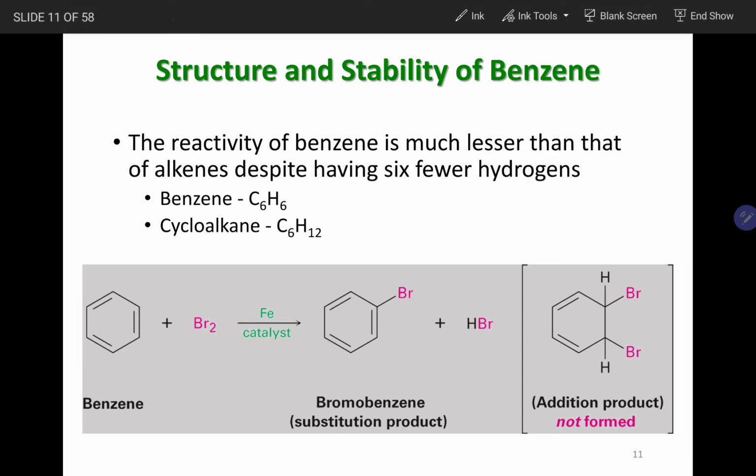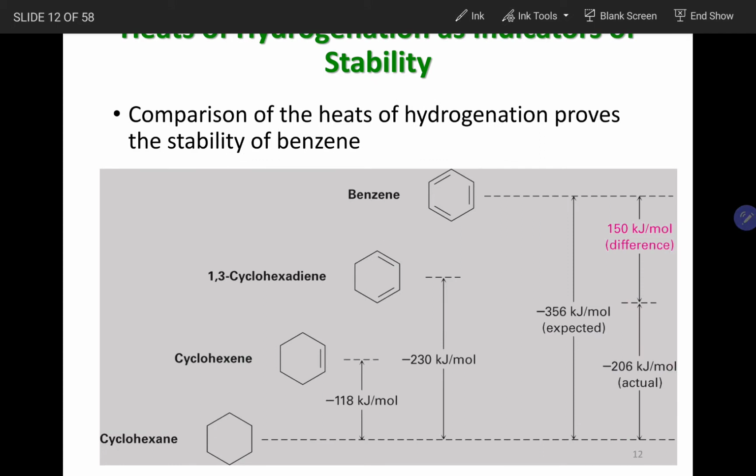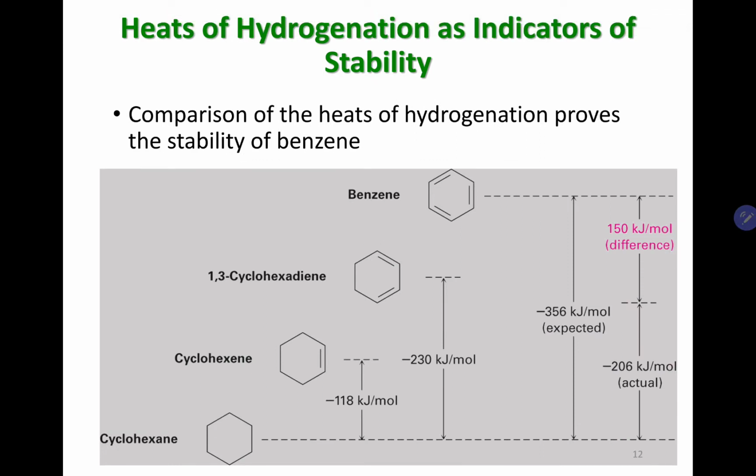All right, so this is a diagram from your John McMurry textbook that we use in organic chemistry. In here, it compares the heats of hydrogenation as an indicator for stability. You know, cyclohexane is more stable as compared to cyclohexenes, right? Whenever you introduce double bonds, they are not as stable.